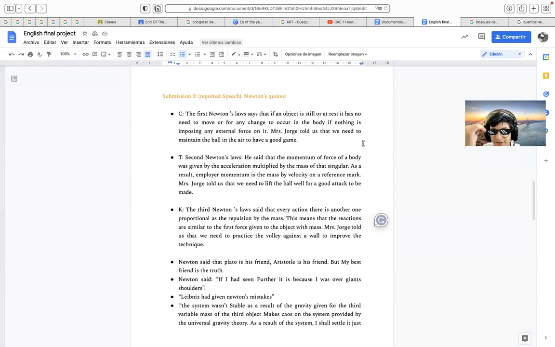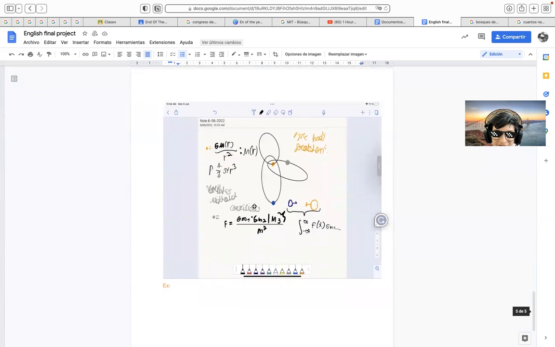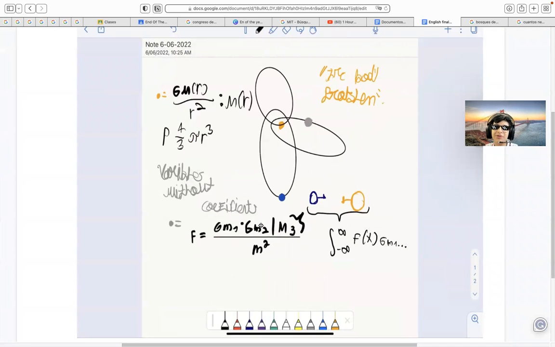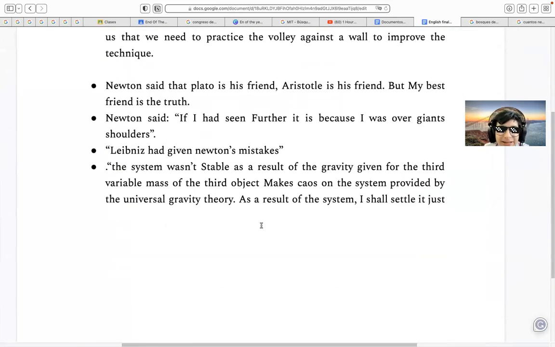This is a reference to the three-body problem that is explained by this magnificent wallpaper. I mean, it's not a wallpaper; the wallpaper is what I have behind me. Okay. However, the system wasn't stable as a result of the gravity given by the two variable masses of the two objects, which makes chaos in the system provided by the universal gravity theory. He said that the problem was because the mathematics were not advanced enough to explain that problem.